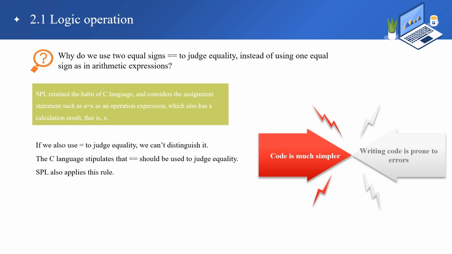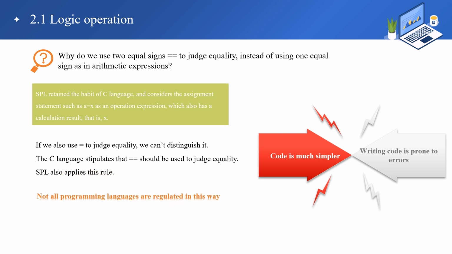After getting used to it, we will see the advantages of this convention, which can make the code much simpler. But there is also a risk. It's easy to write equals when it's time to write equals equals. Originally, we want to judge the equality, but we made an assignment instead. We should pay special attention to it when writing codes.